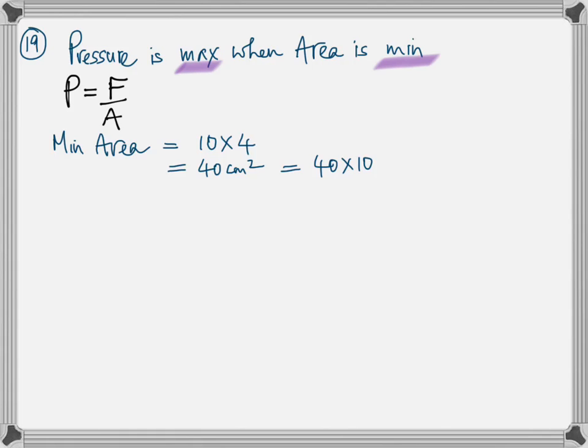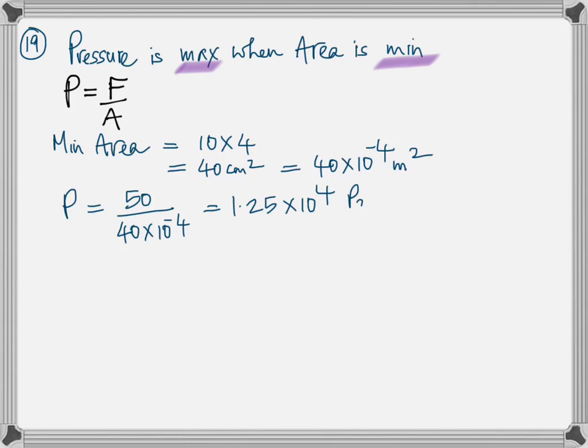Tell me, how do you change centimeter squared into meter squared? Again, how do you change centimeter into meter? You divide by 100. 100 times 100. So that will be dividing by 10 to the 4, or multiplying by 10 to the negative 4. So pressure is 50 by 40 times 10 to the negative 4. So 1.25 times 10 to the 4 Pascal.